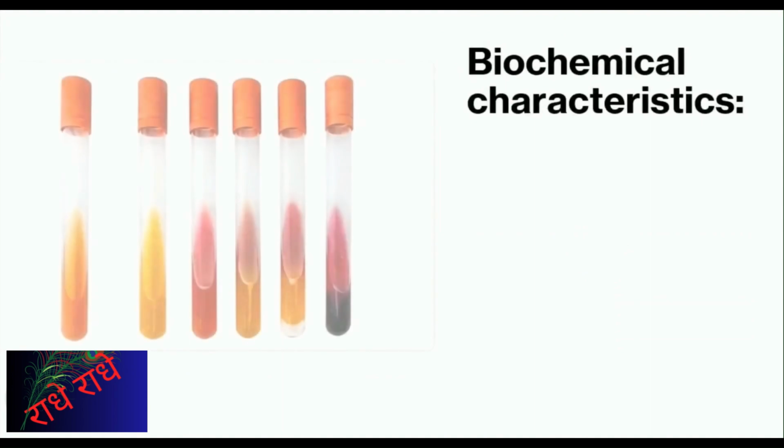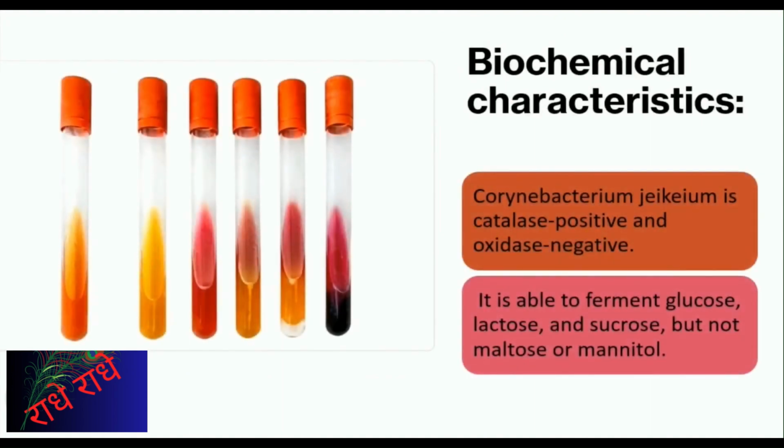The biochemical characteristics of Corynebacterium jeikeium include being catalase positive and oxidase negative. This species of bacteria is capable of fermenting glucose, lactose, and sucrose, but not maltose or mannitol. These characteristics are important in identifying this species of opportunistic pathogen.